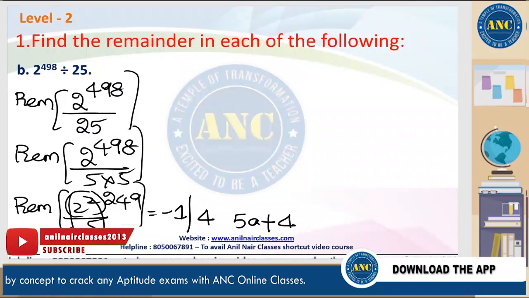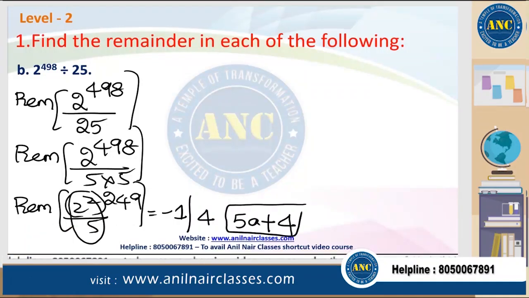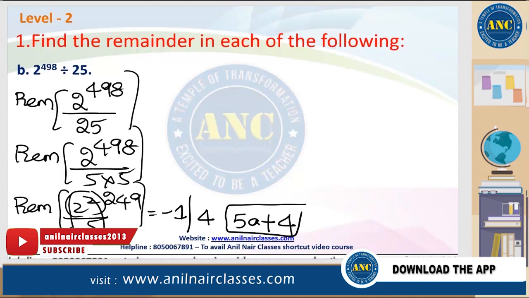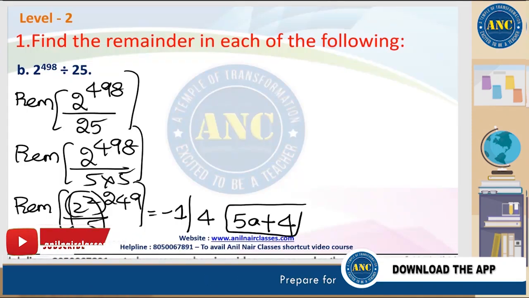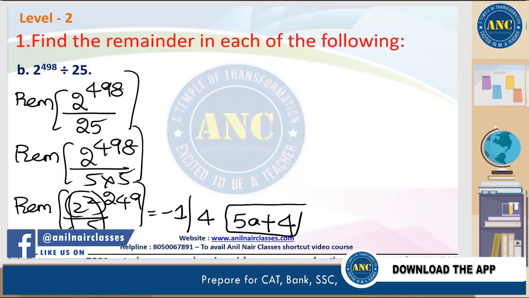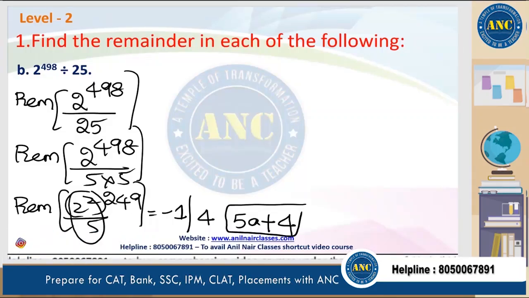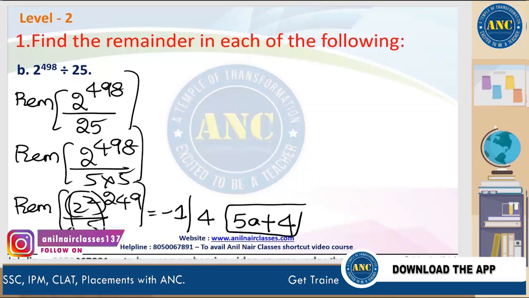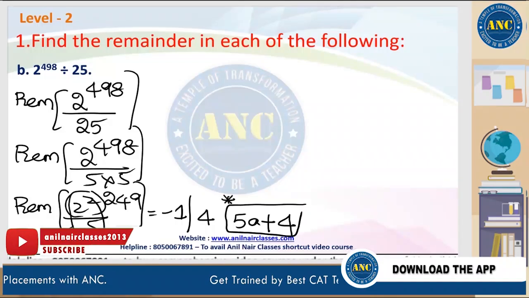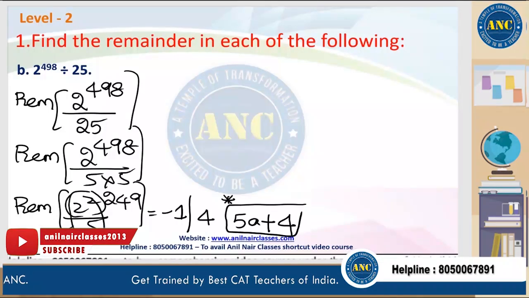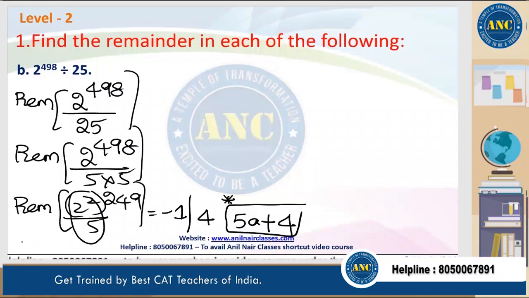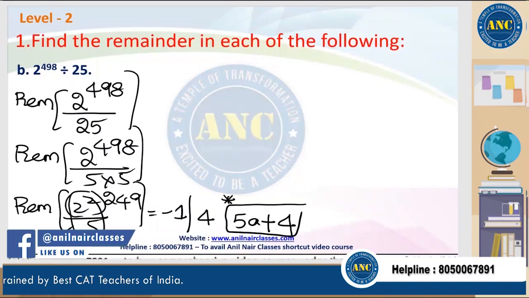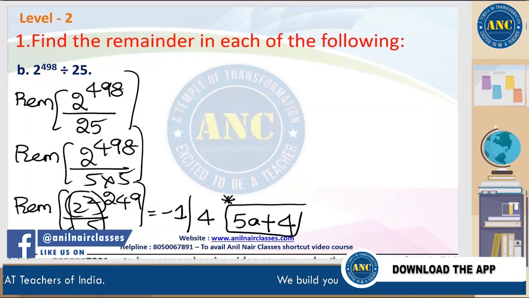First thing, the answer should be of the form 5a plus 4. Are you all with me? Answer should be of the form 5a plus 4. Keep an eye on the answer options. If any option is not of the form 5a plus 4, you should delete it. It cannot be the answer. There can be more than one answer option which is of the form 5a plus 4.